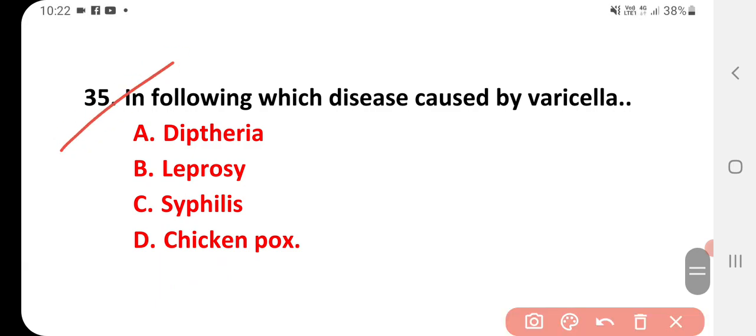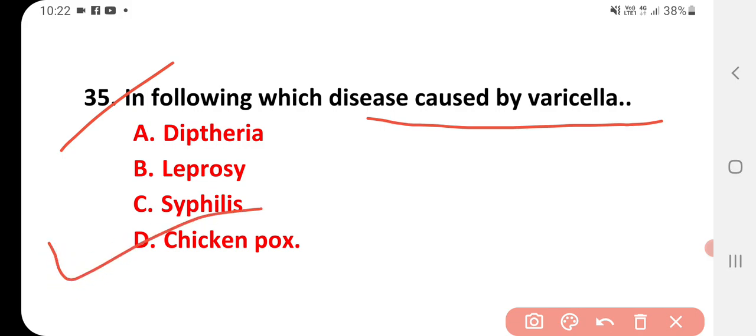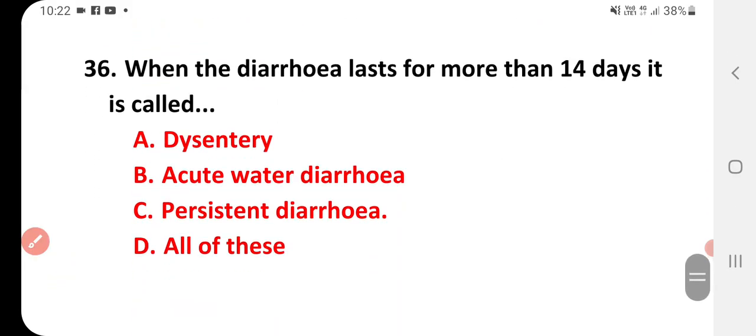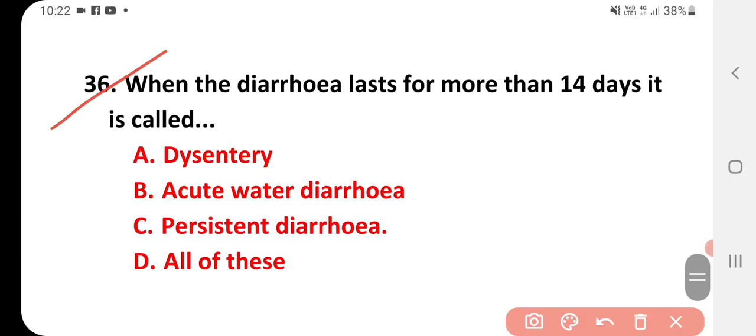35, which of the following diseases is caused by varicella? Diphtheria, leprosy, syphilis, chickenpox. It's chickenpox. Option D. Next 36, when the diarrhea lasts for more than 14 days, it's called dysentery, acute watery diarrhea, persistent diarrhea, all of these. So when the diarrhea lasts for more than 14 days, it's called persistent diarrhea. Option C.